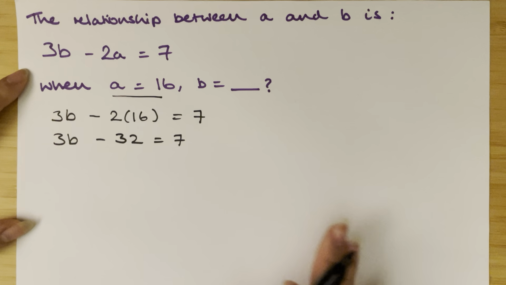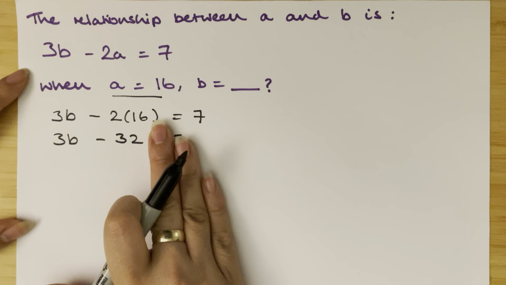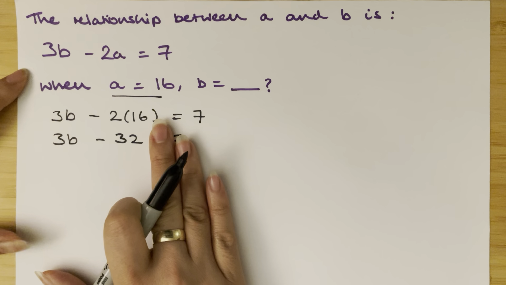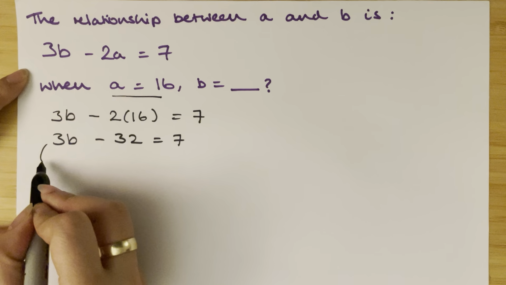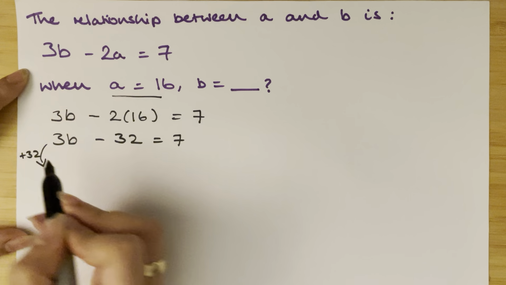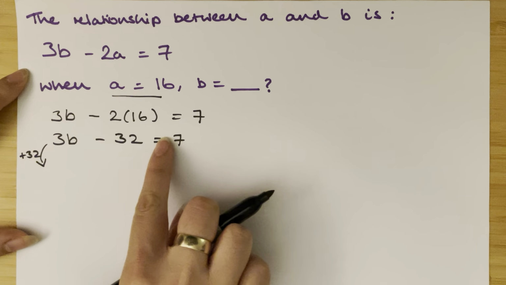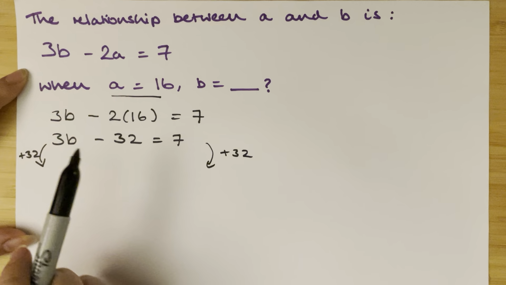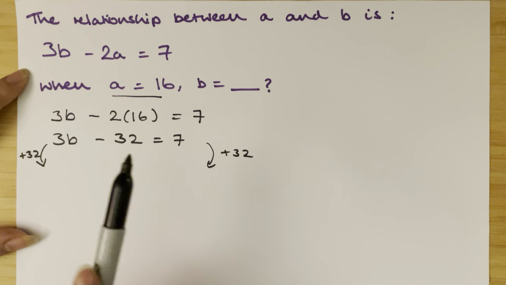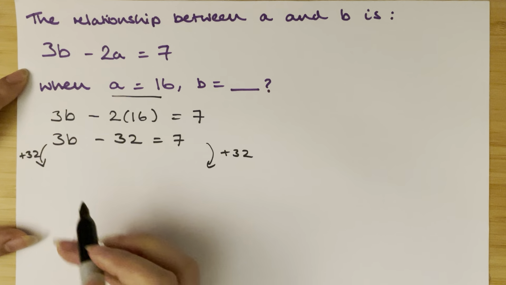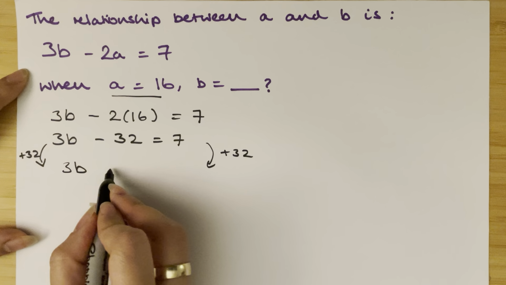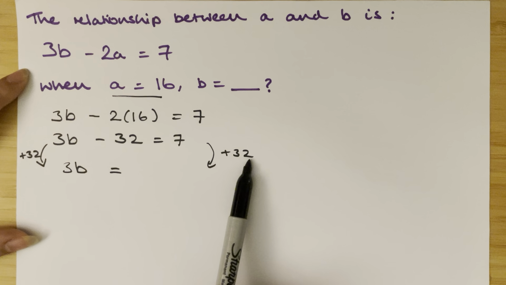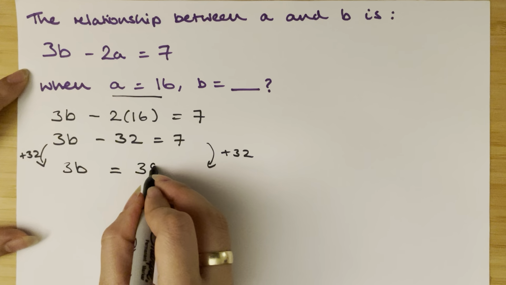So this is on the left hand side at the moment, and it's 3B take 32. To get rid of the minus 32, we're going to plus 32. But whatever we do to the left hand side, because there's an equals, we need to do to the right hand side as well. So on the left hand side, 3B take 32 plus 32, these cancel, so we just have 3B. And on the right hand side we have 7 plus 32, which is 39.